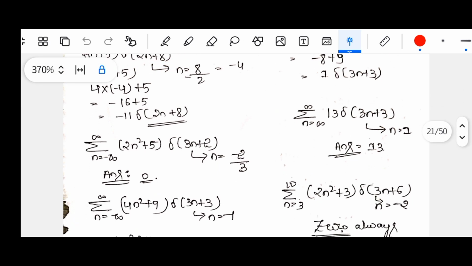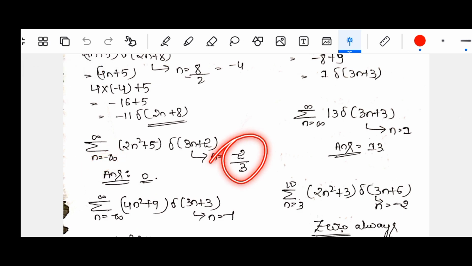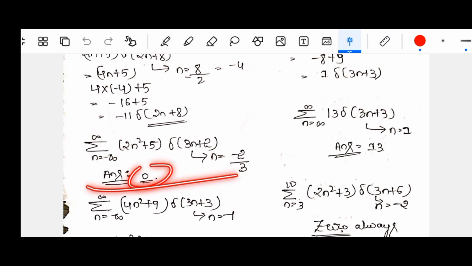Next, summation of minus infinity to plus infinity 2n square plus 5 into delta of 3n plus 2. The n value will be minus 2 by 3. Hence, n value is not in the summation limit. Therefore, the answer will be 0. Here, summation of n is equal to minus infinity to plus infinity.